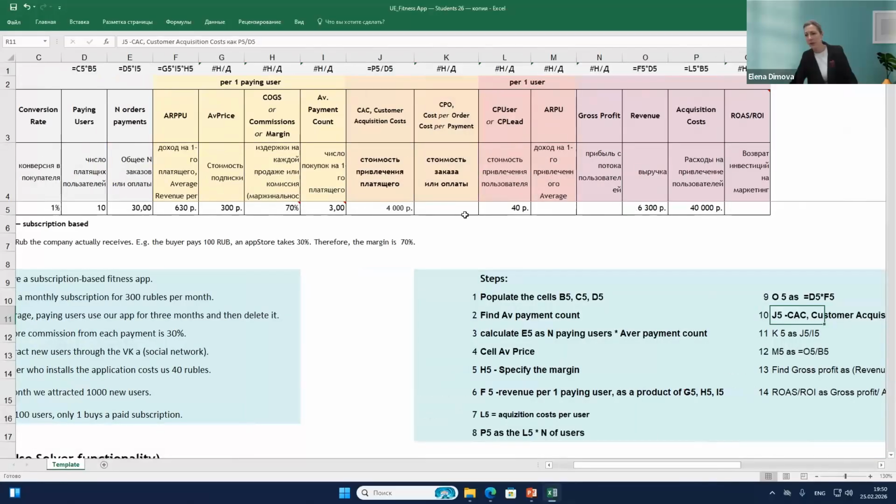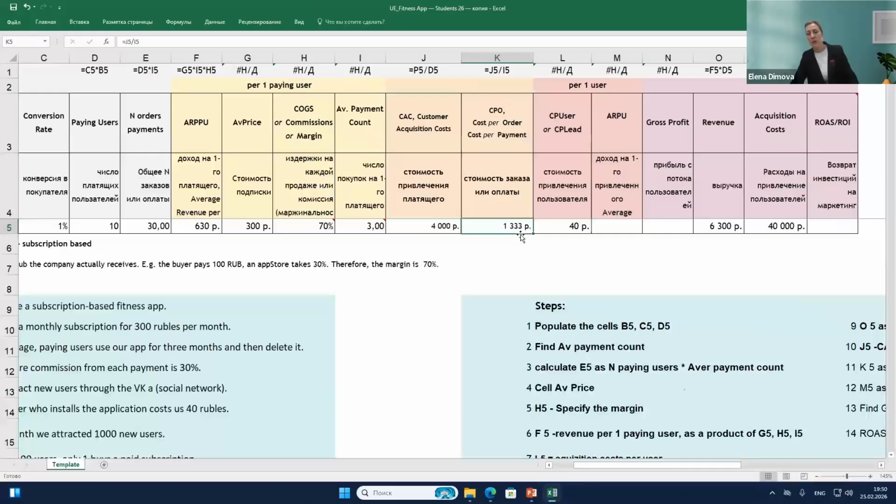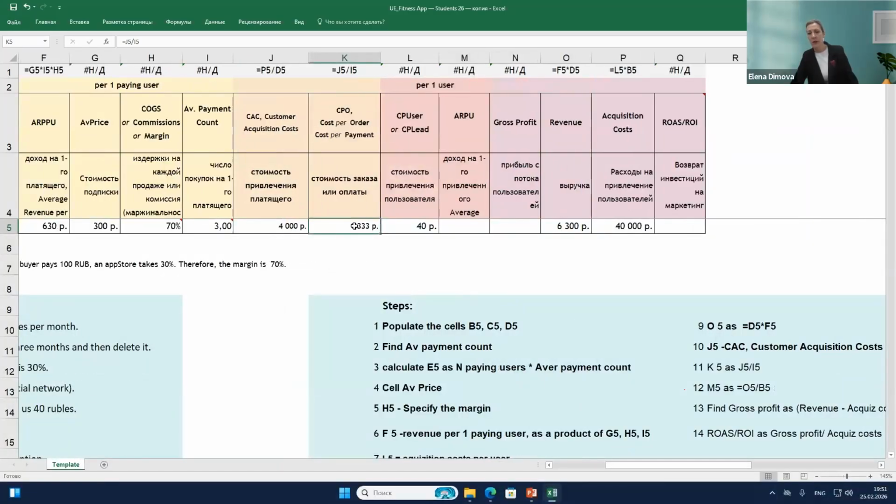K5, so K5 here, J5. So we take the customer acquisition costs and divide it by the I5, it's the payment count, how many purchases we made. Basically, this information is how much money we spent on making one purchase, or somehow stimulating the customer to buy in one particular month. Every sale costs us 1,300 rubles.